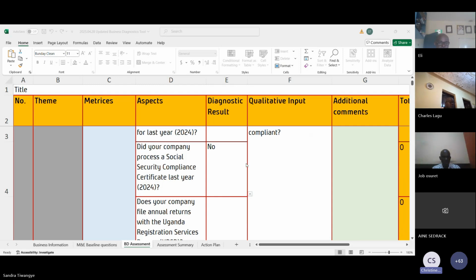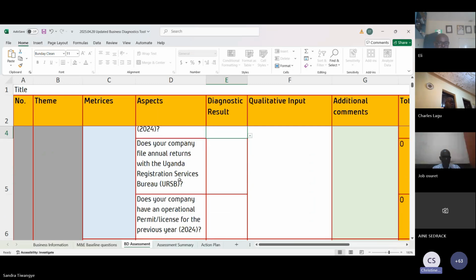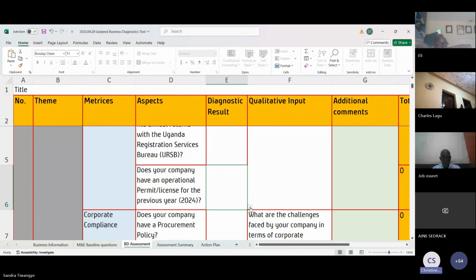Then we ask, does your company file annual returns with Uganda Registration Services Bureau? If yes, please do the needful. If no, and if you've not been familiarized with this, then please click no. And whether or not you have an operational license for the previous year, please click accordingly.